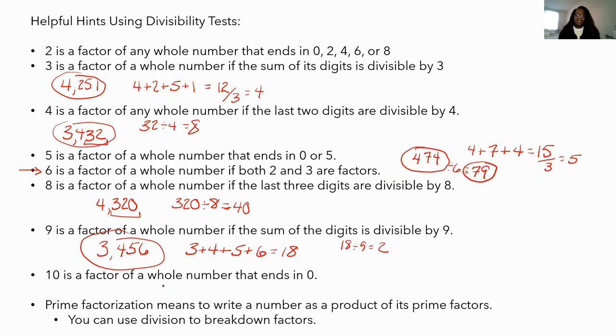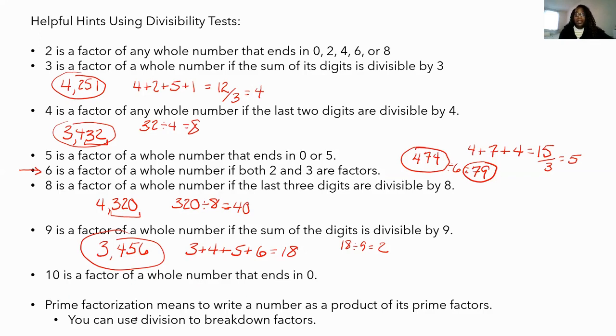And then 10s, we all know 10s. If it ends in 0, it's going to be divisible by 10. So hopefully you're seeing that when you see one number, it doesn't have to be just divisible by one factor. It could be divisible by multiple factors, or it could be divisible by nothing at all because it could be prime, all right? So speaking of prime, we're going to look at prime factorization.